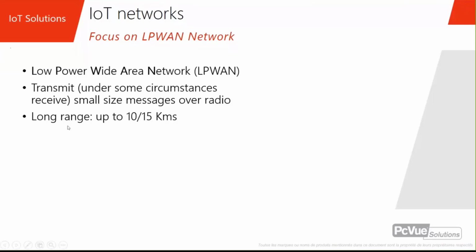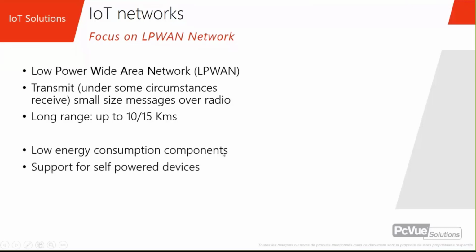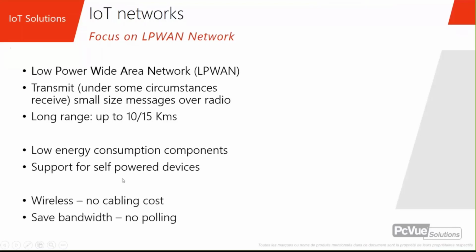The range is long, 10-15 kilometers, depending on whether you are in an urban zone or not. And all the IoT networks use low energy components and support self-powered devices, as I previously mentioned. Obviously, this uses wireless infrastructure, with no wire and with maximum saved bandwidth with no polling.